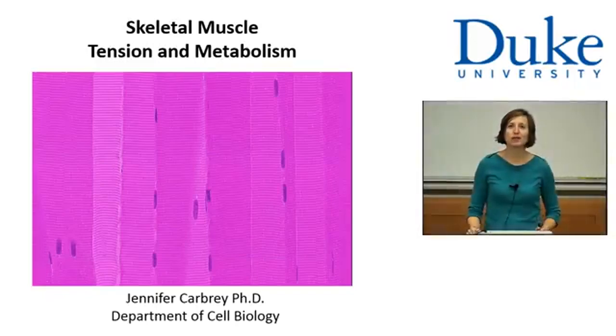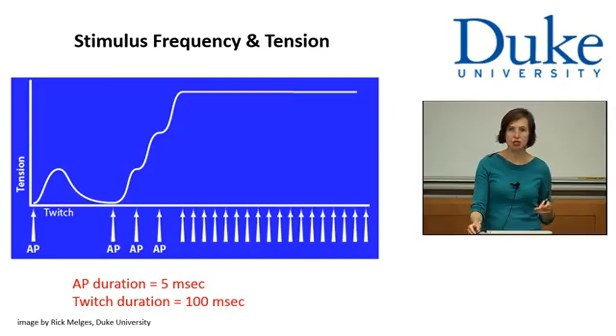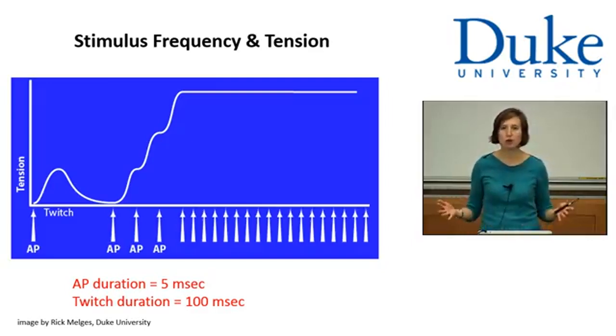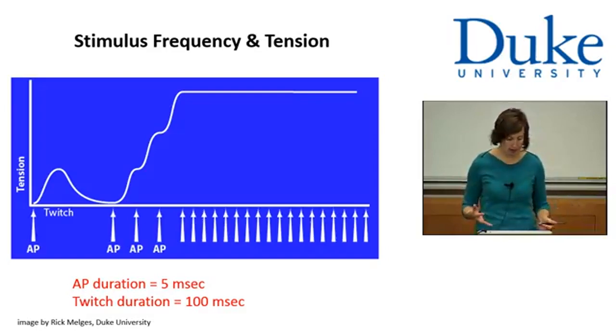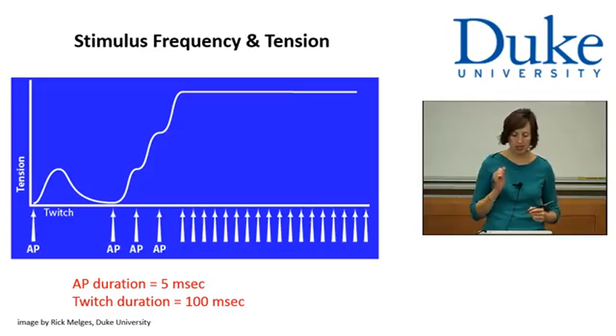Welcome back. We're going to finish up skeletal muscle talking about tension formation and some of the characteristics of how muscle forms tension, and then also talking about the metabolism. What is the source of the ATP that we know muscle needs to be able to contract? So we're going to first talk about tension.